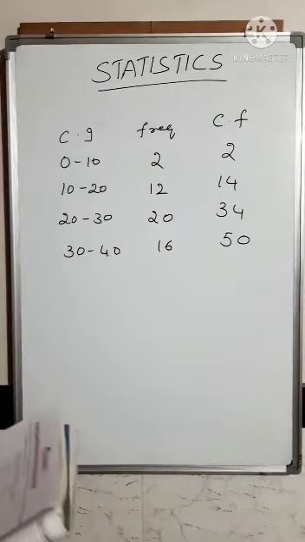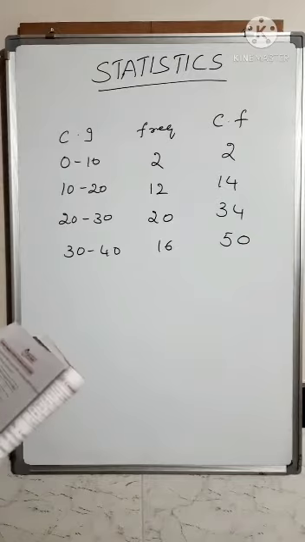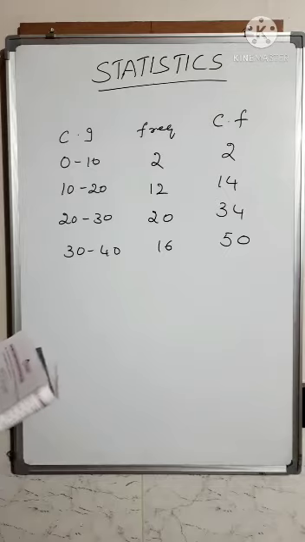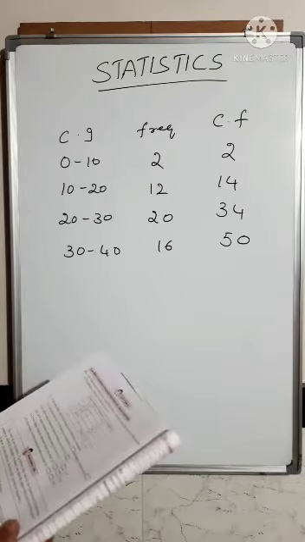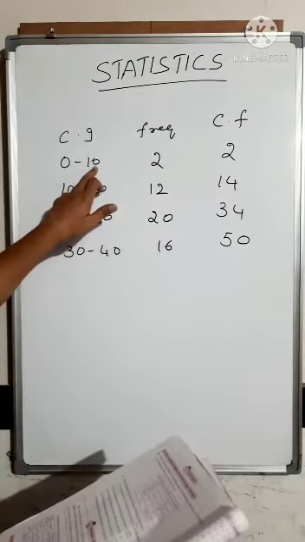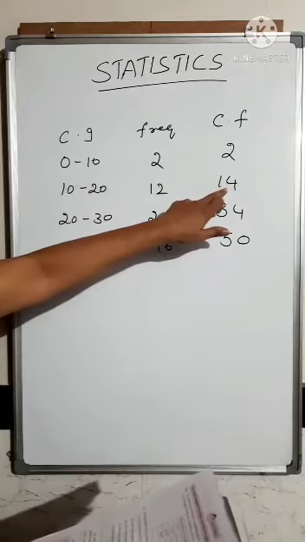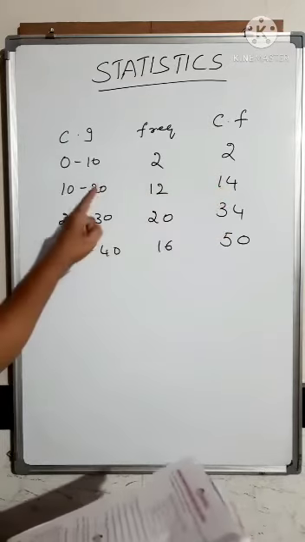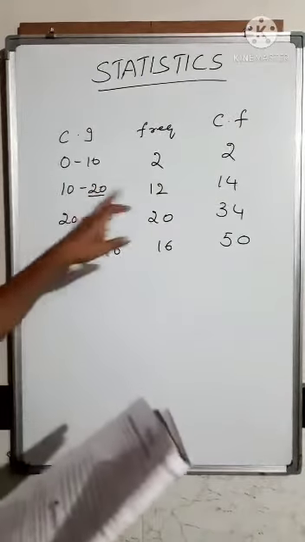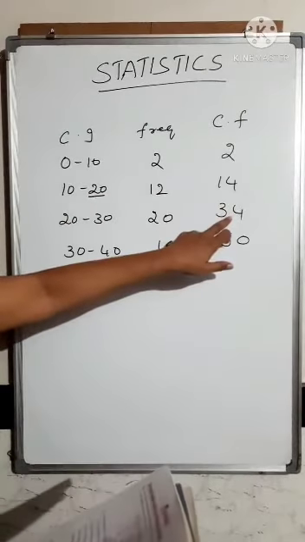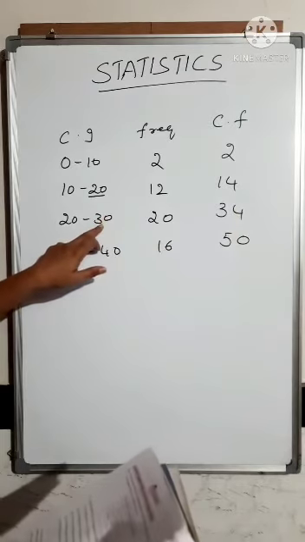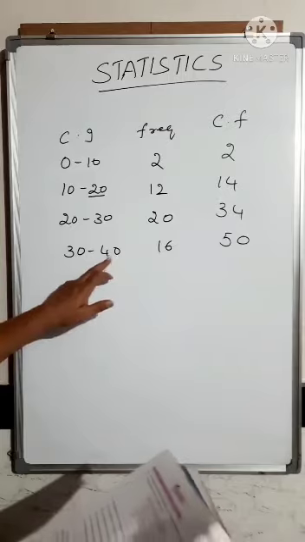Now here they have given a few questions based on the table on page number 120. It is very clearly given what is the meaning of less than type cumulative frequency. So what this means is, two students have got less than 10 marks. Now when you come to the next cumulative frequency, 14 students have got less than 20 marks. So all these are 14 in number. Now the cumulative frequency 34 means 34 students have got less than 30 marks, and 50 students have got less than 40 marks.